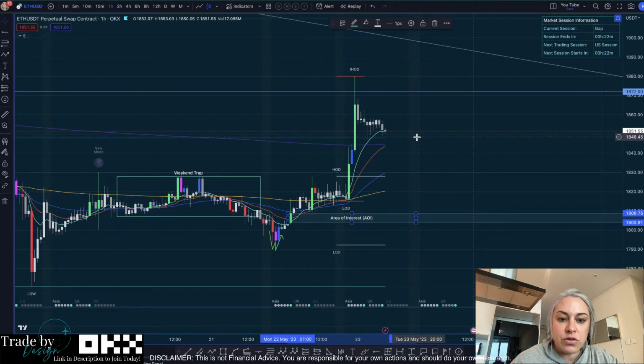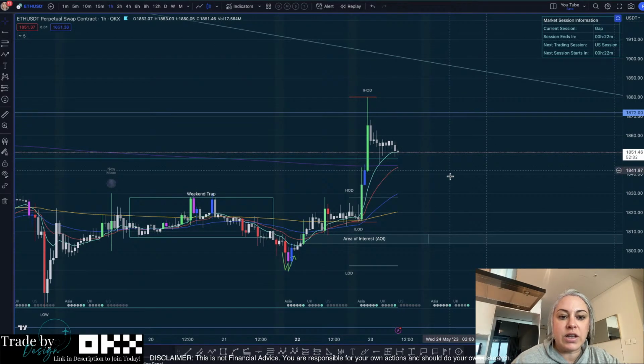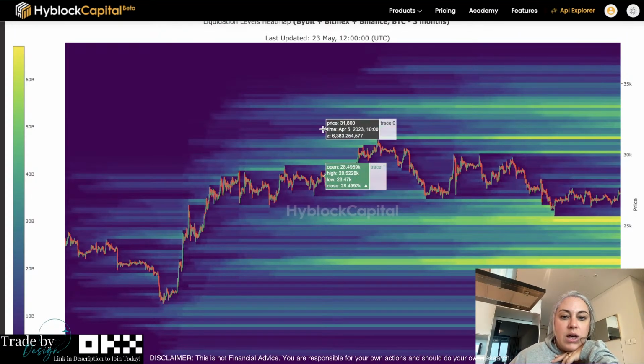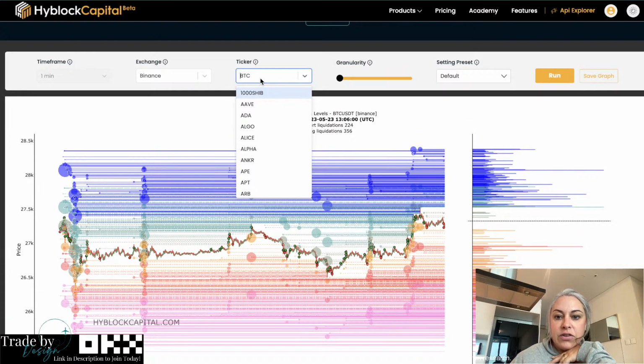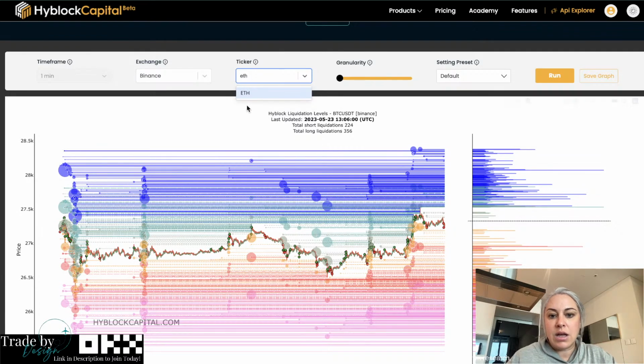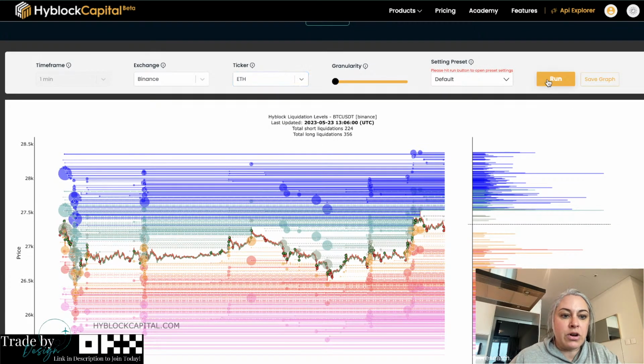And what I want to do now is just see where the other liquidation levels are on this one. So let's go here, change this to ETH, and let's just see what we've got going on here.